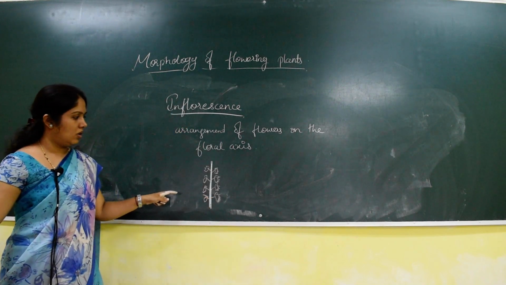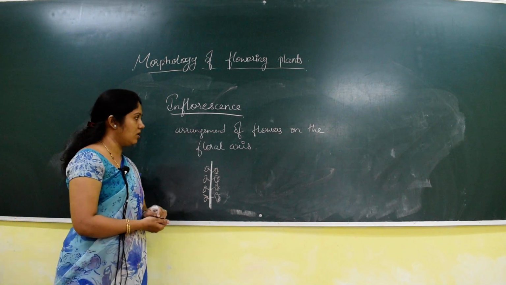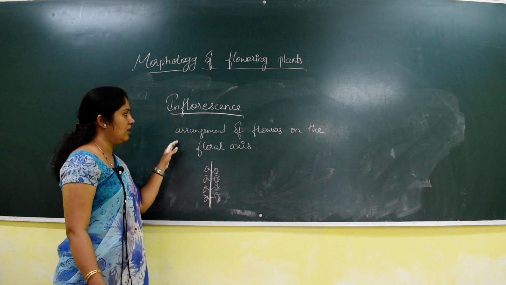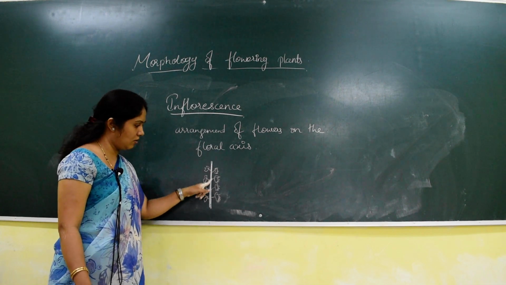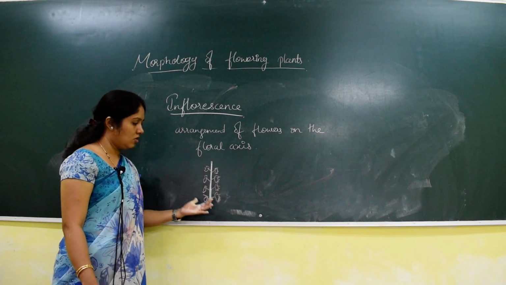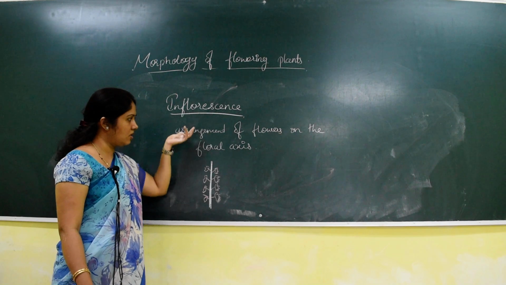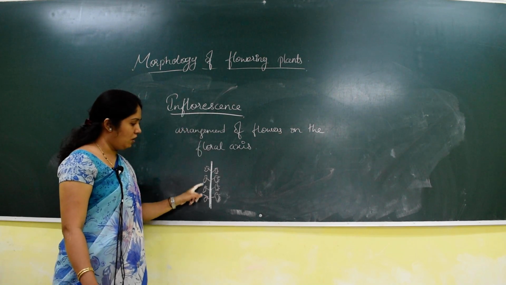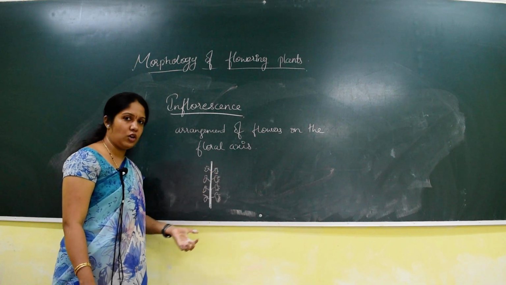Now this can be termed as the inflorescence. So what is inflorescence? It is a mode of arrangement of flowers on the floral axis. Now this is a floral axis to which a number of flowers are attached, so this can be termed as an inflorescence. This white itself is a floral axis.